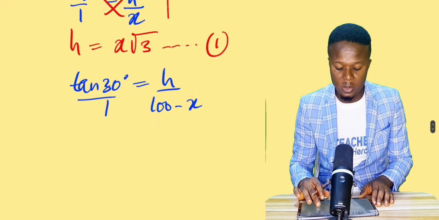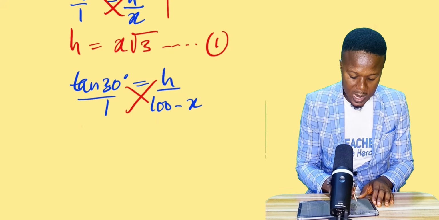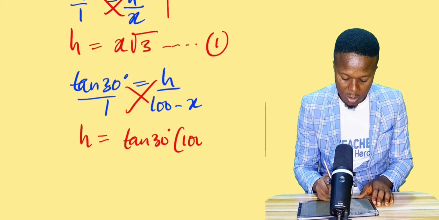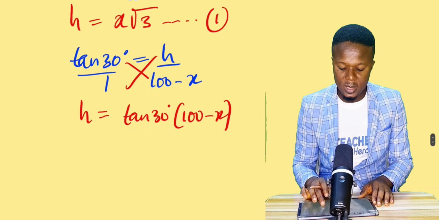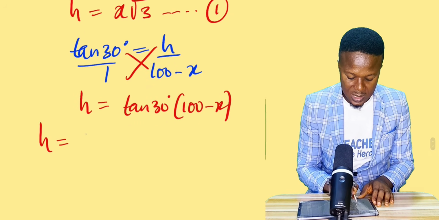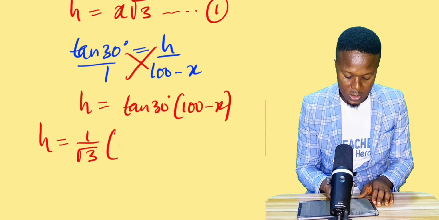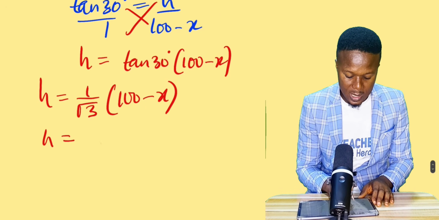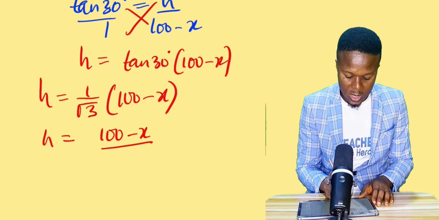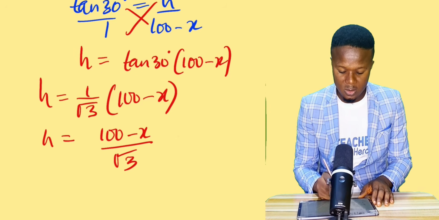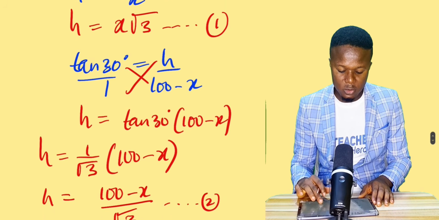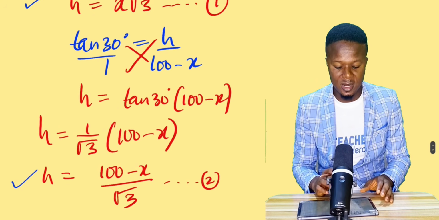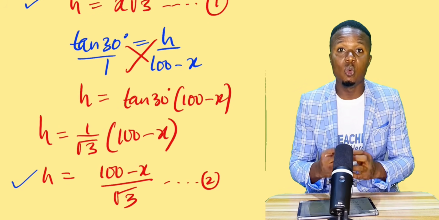Let us cross multiply. When we cross multiply, we have that h is equal to tan 30 degrees multiplied by 100 minus x. And what is tan 30 degrees? Of course, tan 30 degrees is 1 over root 3, multiplied by 100 minus x. You can still call it that h is equal to 100 minus x all over root 3. You can call this equation 2. Already we have two equations in terms of h. Look at the first one, look at the second one, all in terms of h. So since both of them are h, we can equate both equations.